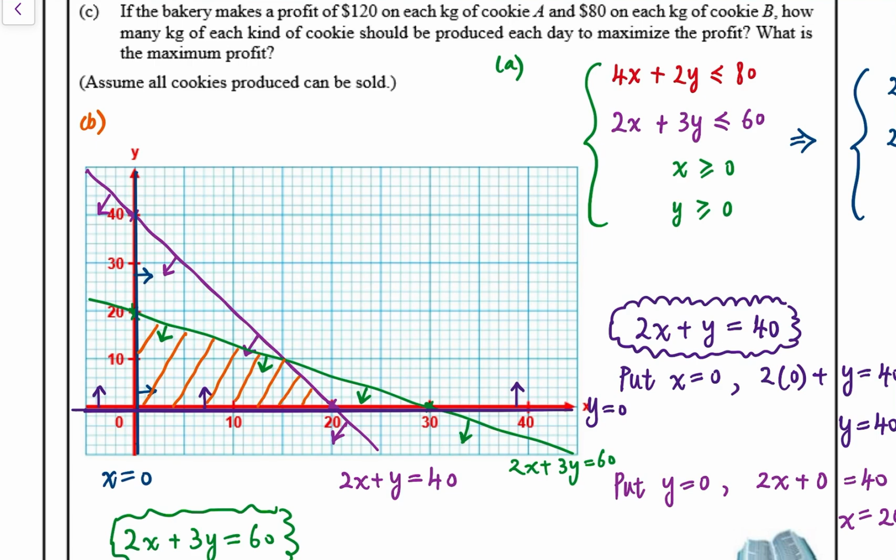So let me do part C here. I'll let P be the profit. Objective function would be 120 for each kilo of cookie A, I have x kilo of cookie A. $80 for each kilo of cookie B, so I have 80 times y. And I want to maximize P. Let's find the values of P at the vertices. They're altogether 1, 2, 3, 4 vertices.